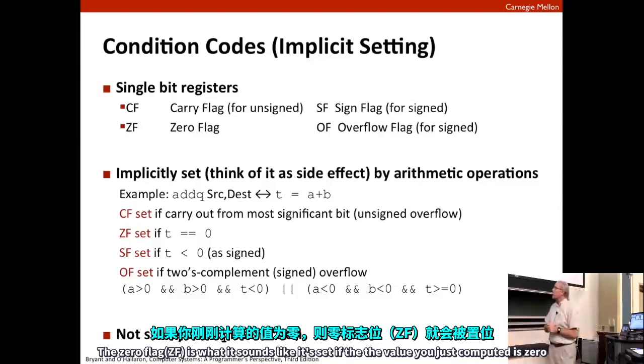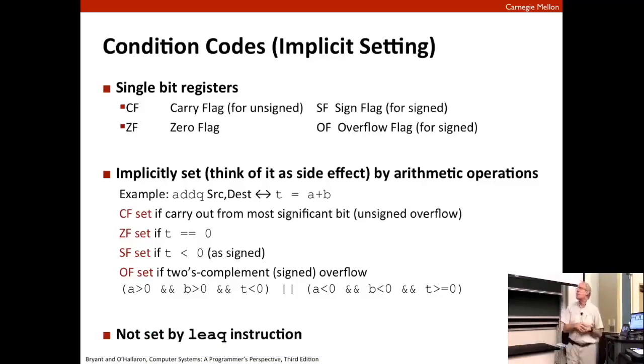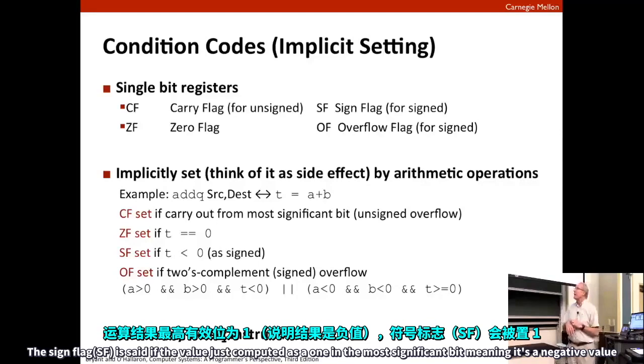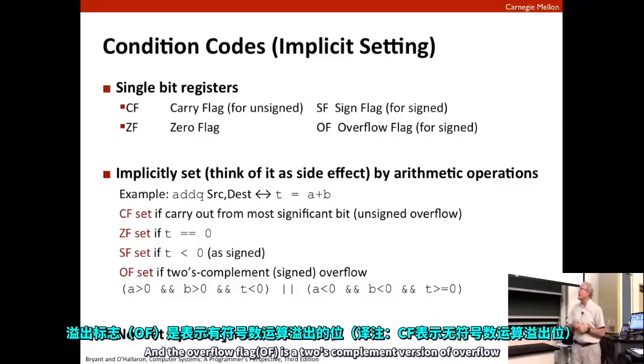The zero flag is what it sounds like. It's set if the value you just computed is 0. These are set typically by arithmetic instructions, by the way. The sign flag is set if the value just computed has a 1 in the most significant bit, meaning it's a negative value. And the O flag, overflow flag, is a two's complement version of overflow.